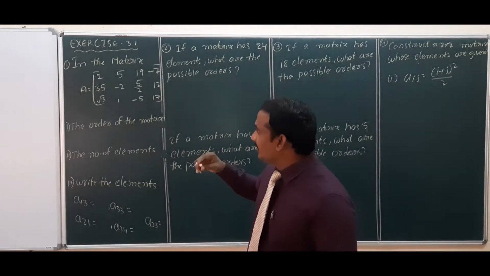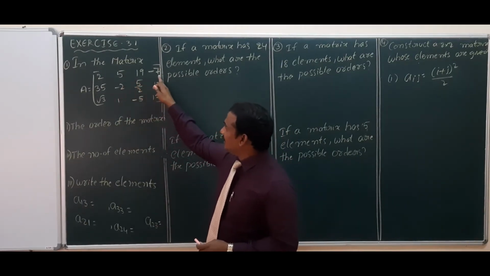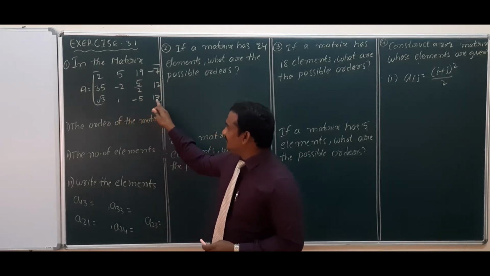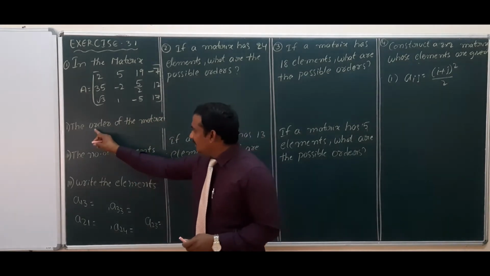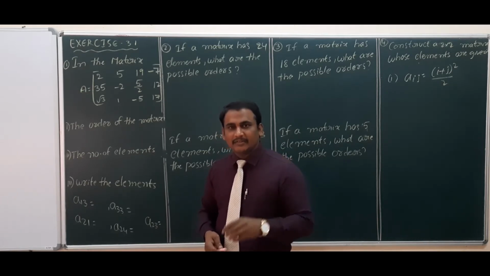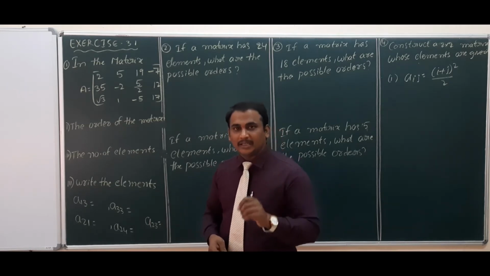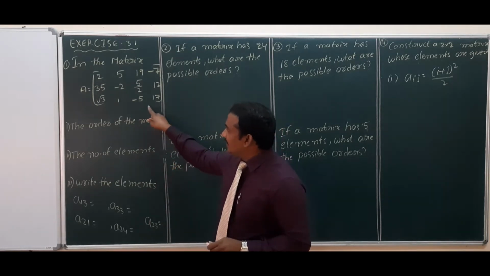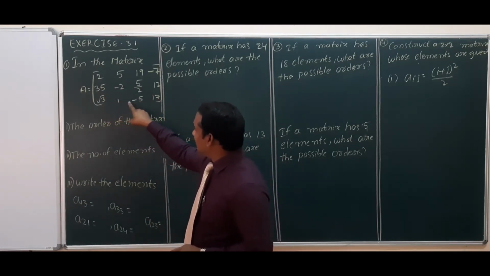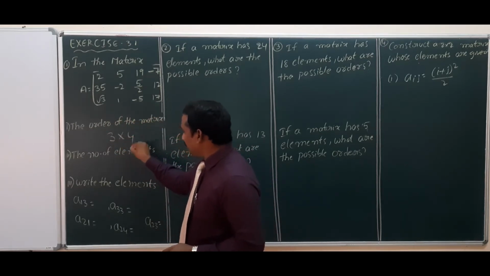In the first problem we can see the matrix A equal to [2, 5, 19, -7; 35, -2, 5/2, 12; √3, 1, -5, 17]. First they are asking the order of the matrix. You know the definition I gave yesterday: a matrix having m rows and n columns is called a matrix of order m by n. Here, how many rows? 1, 2, 3 rows. How many columns? First column, second column, third column, fourth column. The order of the matrix here is 3 by 4.